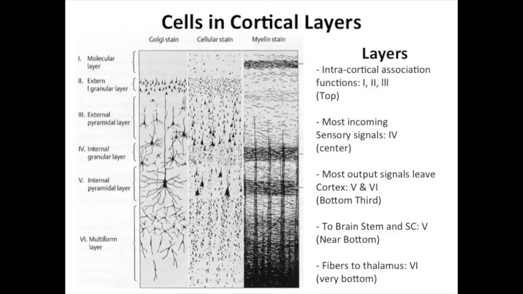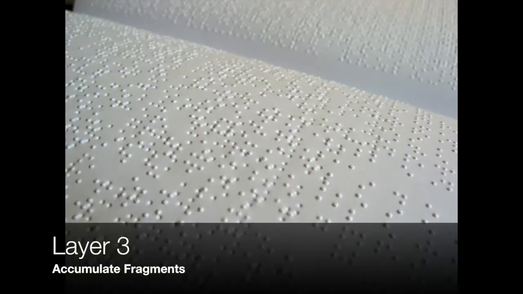Layer 4 is located deeper within the neocortex and is composed of granule cells. Granule cells in this layer receive sensory input and relay it to the adjacent columns. Layer 4 is very thick in the primary sensory cortex, i.e. the primary visual cortex. Over time, characters accumulate in your mind as words.